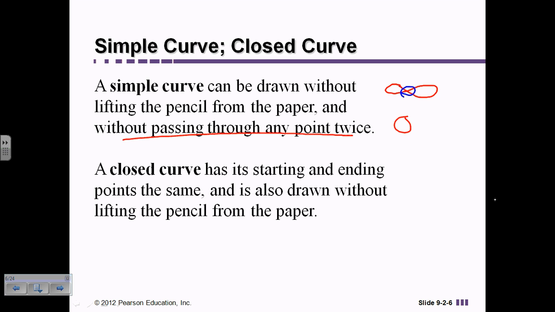A closed curve has its starting and ending point at the same point, and it's also drawn without lifting the pencil from the paper. So that example that I drew there that looks sort of like a circle would be a closed curve because I picked up my pencil, I drew the complete circle, and the starting point and the ending point are the same points.